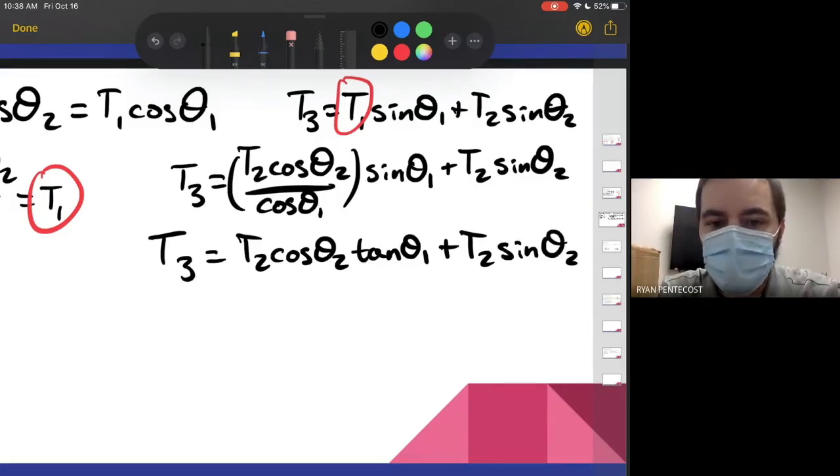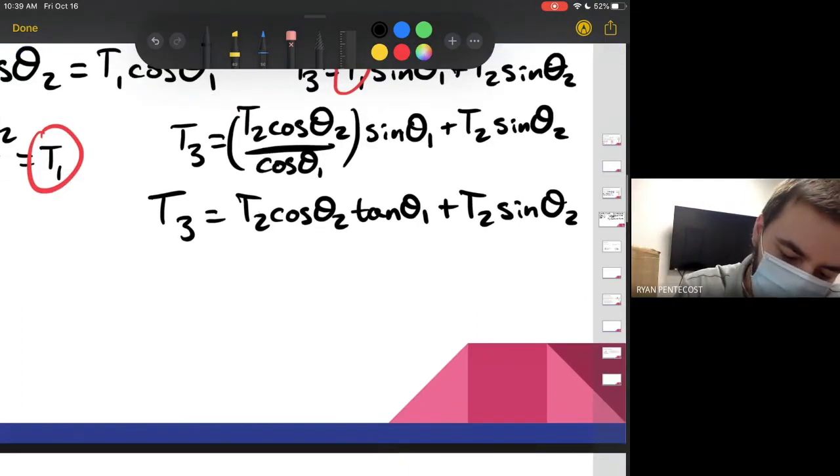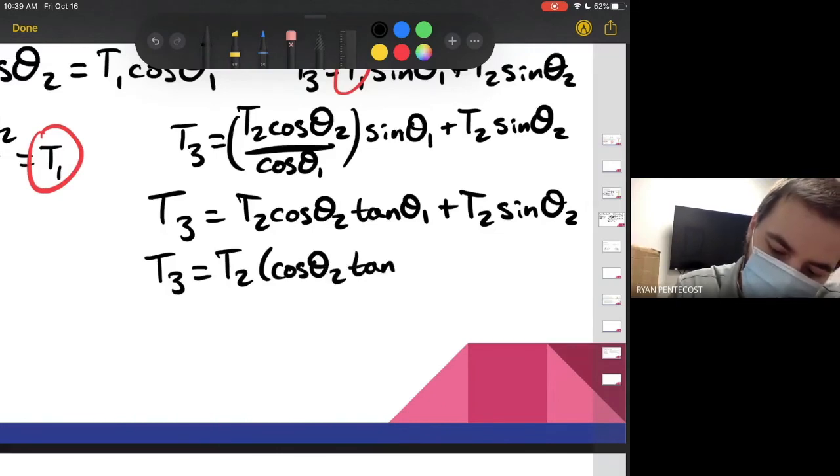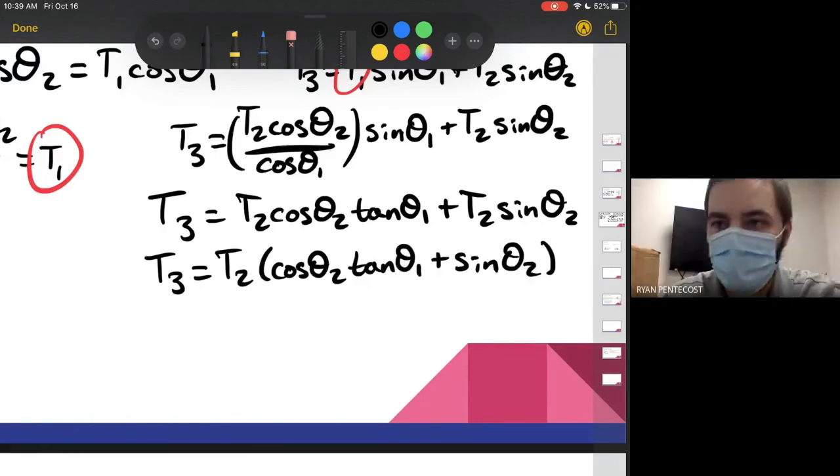Now we have two T2s, but there's a lot of trig in the way. This can commonly freak out students. What are you supposed to do? If you divide by that sine theta 2, that doesn't help your cosine tangent. If you divide by cosine tangent, that doesn't help your sine. So what you need to do is factor out T2 to make this simple. T3 equals T2 times cosine theta 2 tangent theta 1 plus sine theta 2. Then you divide all that over.